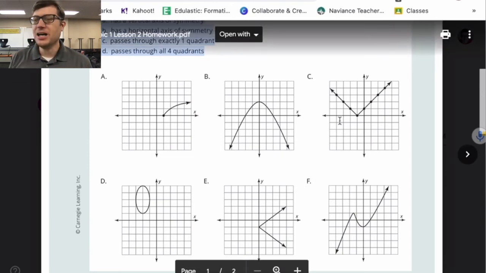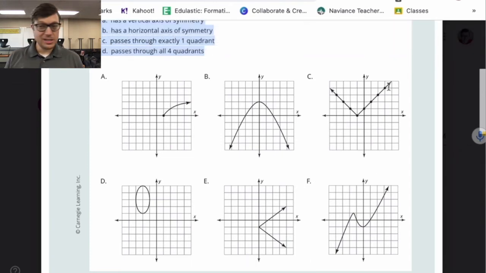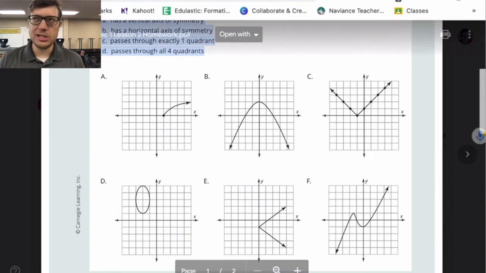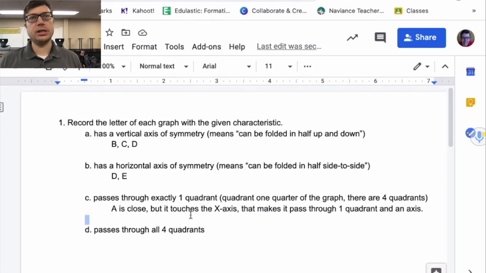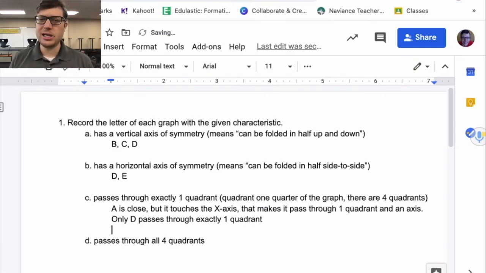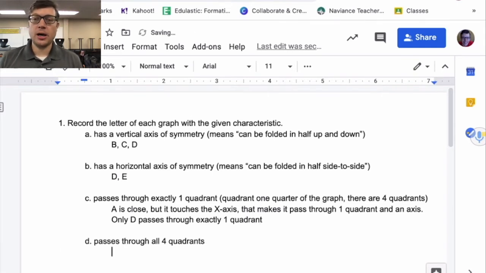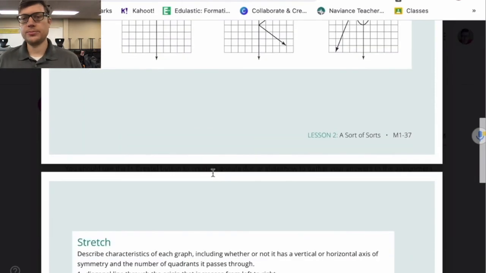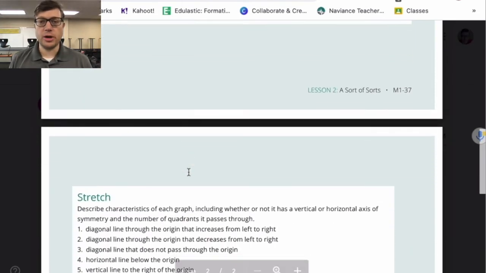A kind of does that. B does not. C does not. D definitely. D is actually the only one that technically truly only passes through just one quadrant and doesn't touch an axis. Like I said, A is close, but it does touch the x-axis. It's an iffy one. I'll allow it if you put it. The other ones definitely touch more than one axis or quadrant. They go through the first one or the fourth one. Okay, continuing to move on.